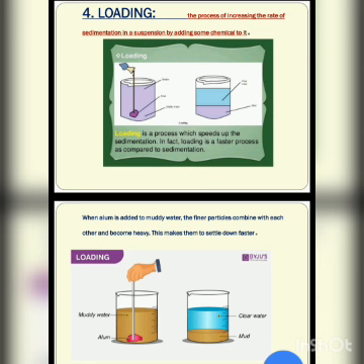So what have we discussed today? The various methods of separating insoluble solids from a liquid. One is filtration, second is centrifugation, and third is loading, along with sedimentation and decantation. Okay, thank you. If you have any doubt, either call me or message me.